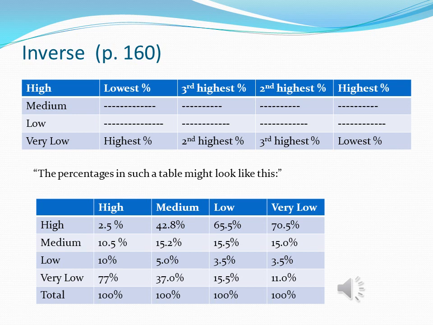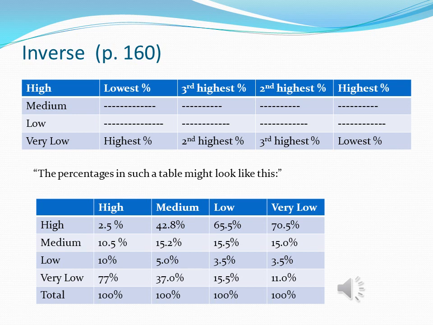If you look at the top where it's the high row and you go to the far right, that's the highest percent. So there's like a diagonal line there. And also if you look at the high row, the lowest is in the first column, where for the very low row, the lowest is in the far right column. Notice you could draw those diagonal lines. It's an inverse relationship. The percentages in such a table may look like this, as you see here.